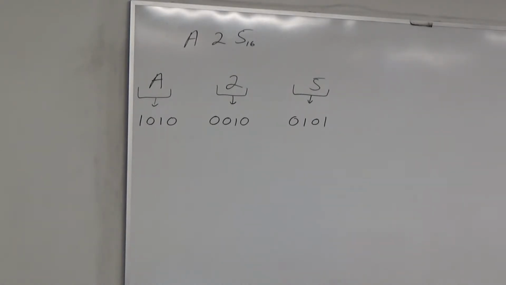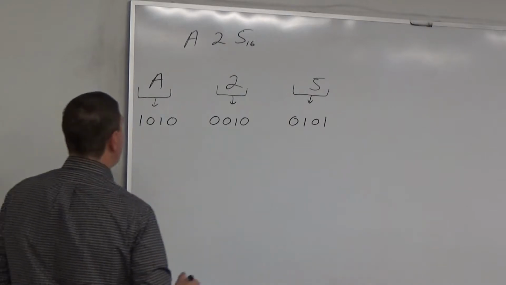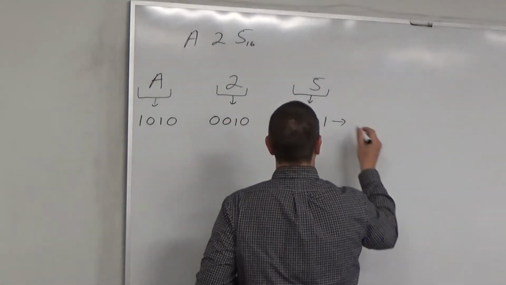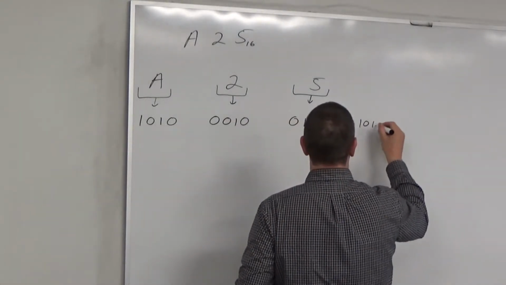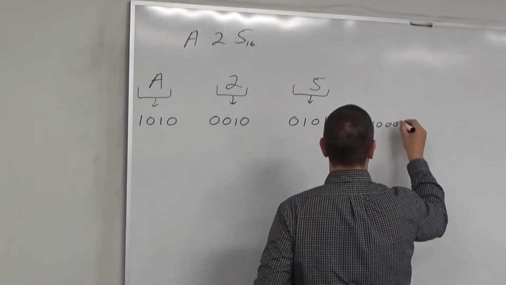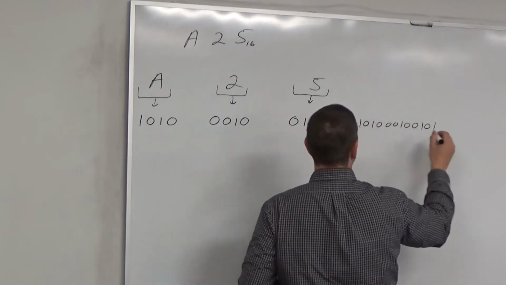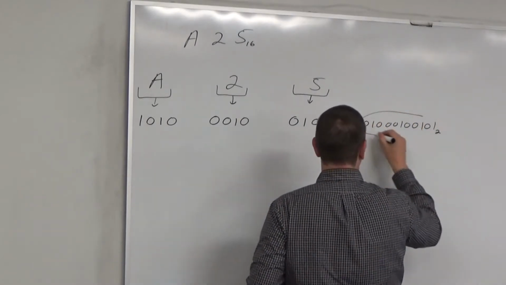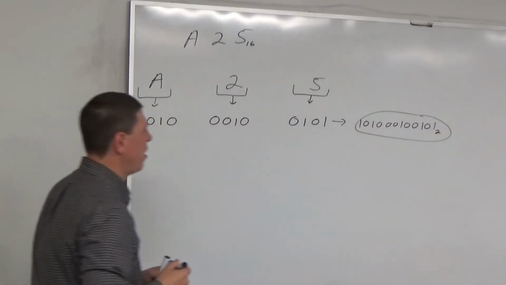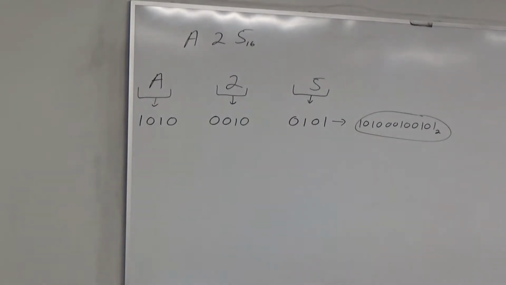And then from there, all we do is juxtapose those together, and we get our binary number. So in binary, this is going to be 1010, 0010, 0101 in base 2. Does that make sense to everybody, guys? We're just breaking it up.